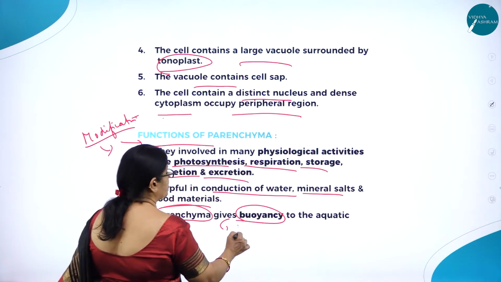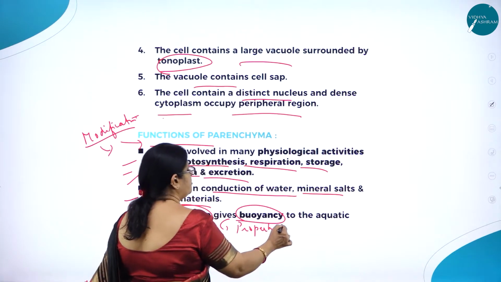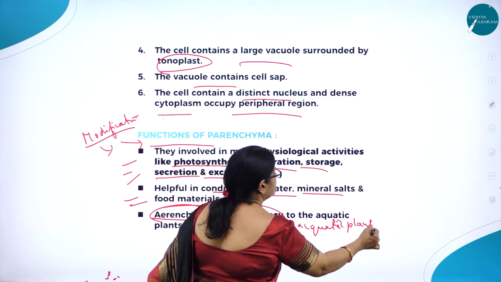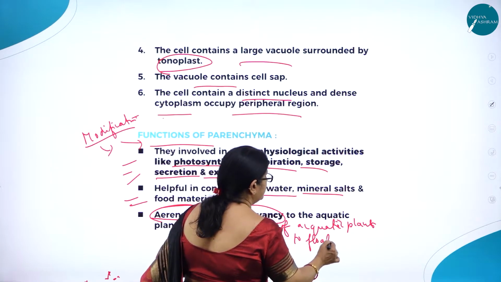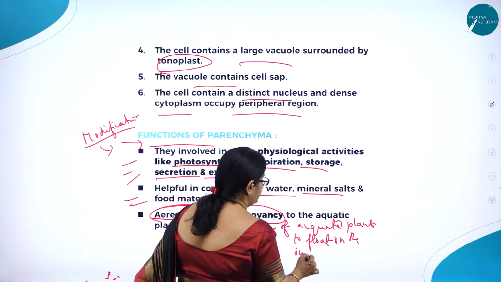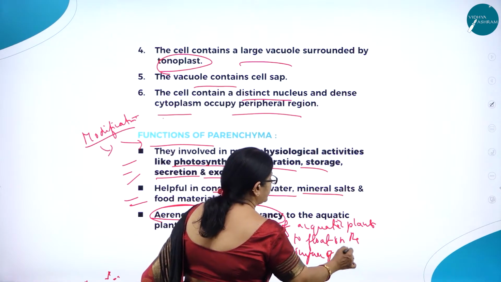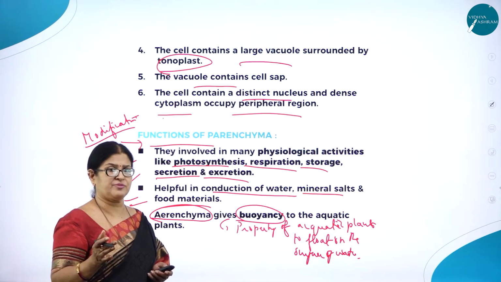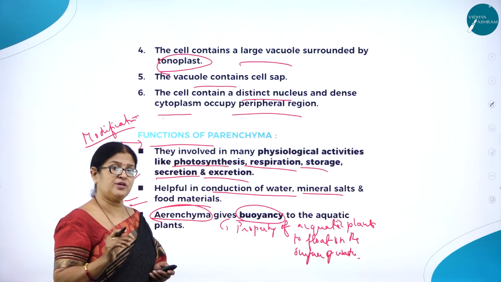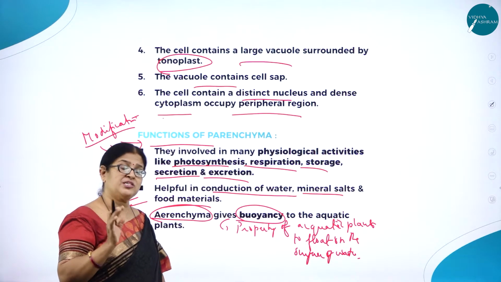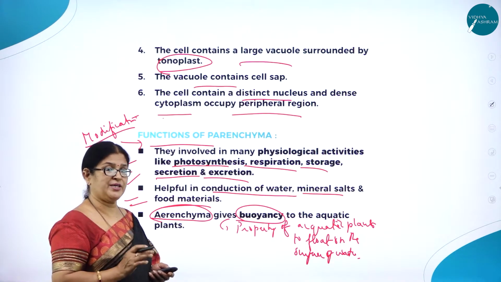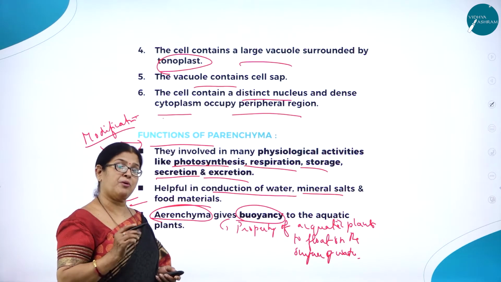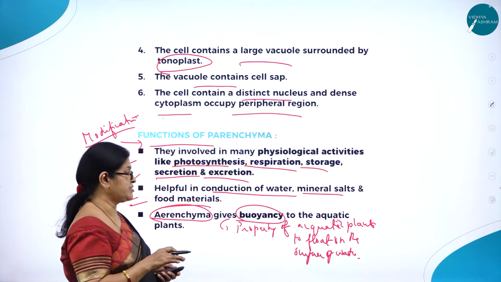What is buoyancy? Property of aquatic plants to float on the surface of water. So, what is buoyancy? It is the property of aquatic plants. All plants cannot float on the surface of the water. It is only certain aquatic plants which float on the surface of the water because they are made up of a special kind of parenchyma tissue called aerenchyma tissue, which helps in bringing about a property called buoyancy. What is buoyancy? Buoyancy is nothing but the property of aquatic plants to float on the surface of the water.